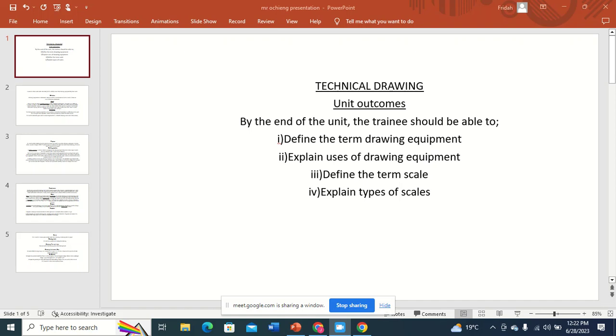Okay, now we can start our lesson. So we are going to look at technical drawing, and I have a very small exercise for you. Did you carry a pencil with you? Do you have a pencil? Yes. Okay, fine. So in just 1 minute, I want you to draw a table. Then from there, we can commence.